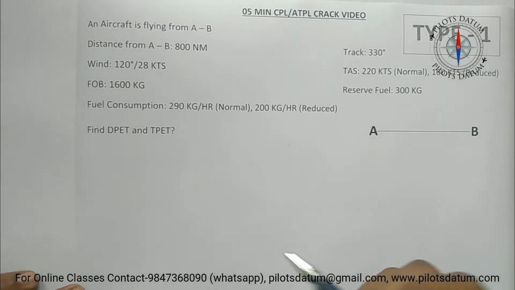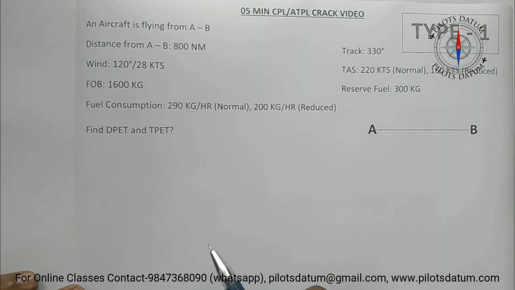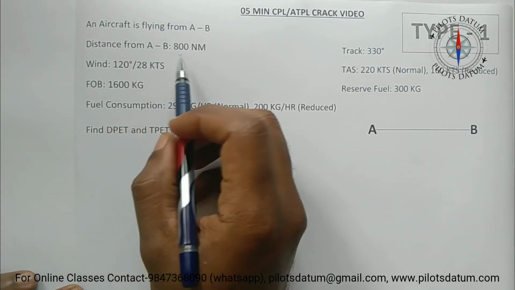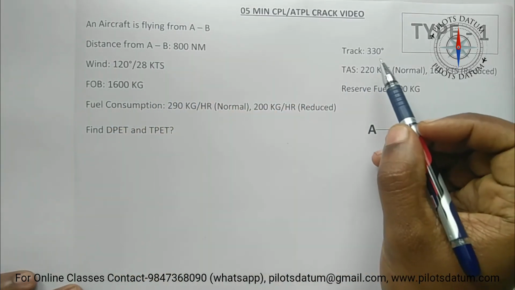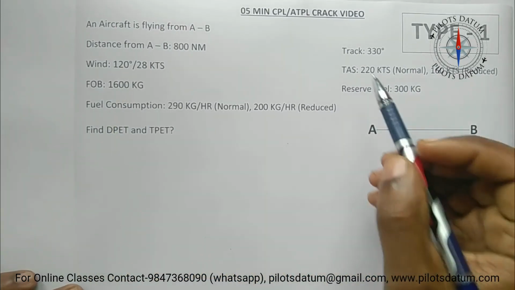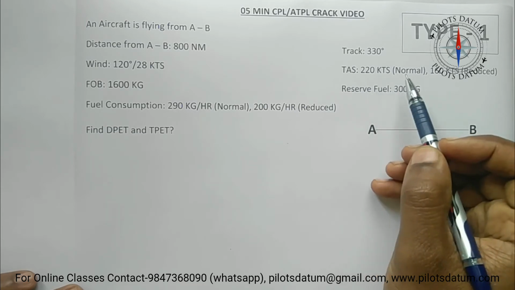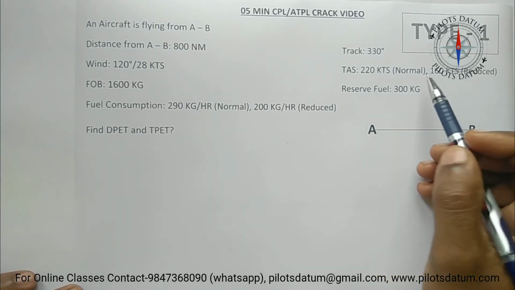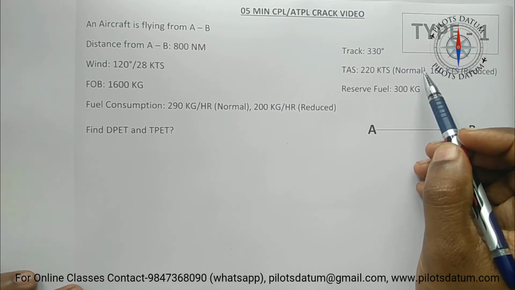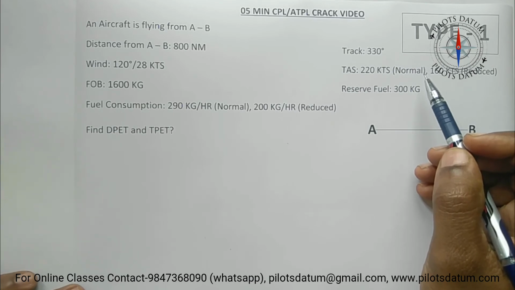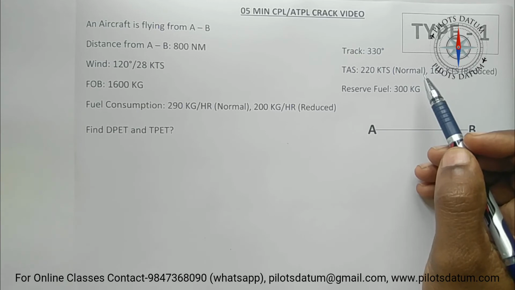Okay, so let's start. Let's read the question carefully. An aircraft is flying from A to B. Distance from A to B is given by 800 nautical miles. Track is 330 degrees. Wind is 120 degrees, 28 knots. True airspeed is 220 knots, that is normal, and 160 knots, that is reduced. Because when it comes to CP, as I told you, we are assuming there is an engine failure at CP. I have cleared the things about this in my theory part video.